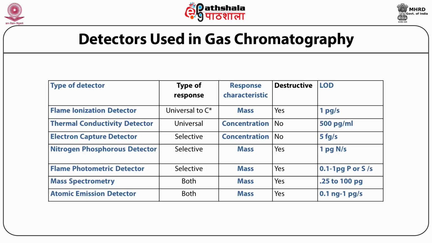Then we have the flame photometric detector, which is selective, and next listed is the mass spectrometric detector, which is mostly universal with a few caveats. It is also mass sensitive, and its LOD can be anywhere from 0.25 to 100 picograms.